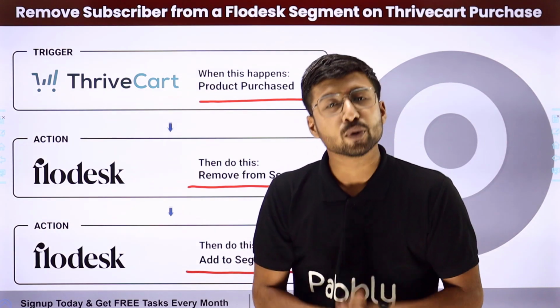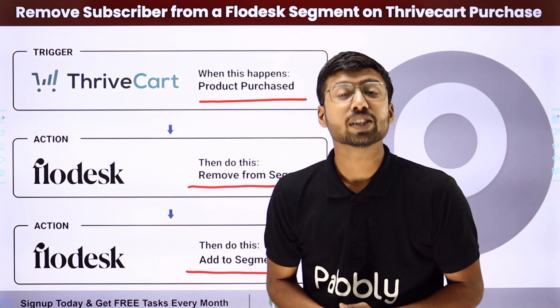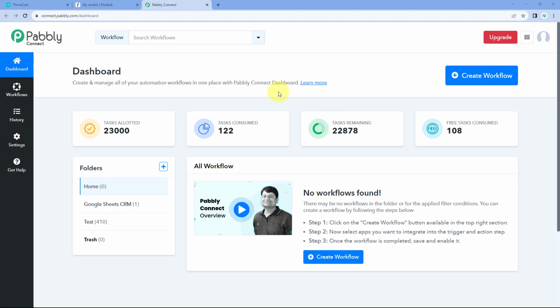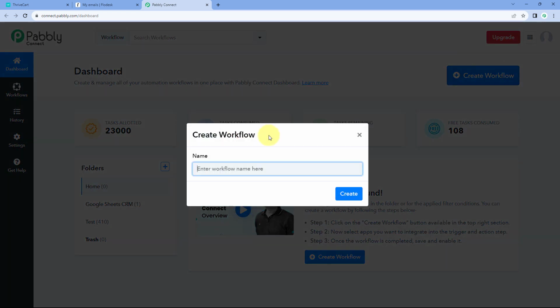Now if you want to know how you can set up this automation, you just have to come with me to my screen. So as you can see, here we are on Pabbly Connect's dashboard. To reach this dashboard, you will get a free sign-up link of Pabbly Connect in the description box below. By clicking on that link, you can create your free Pabbly Connect account in just 2 minutes. And after reaching this dashboard, just click on Create Workflow and give this workflow a name. For example, I would like to name my workflow Thrivecart to Flodesk. And then just click on Create.